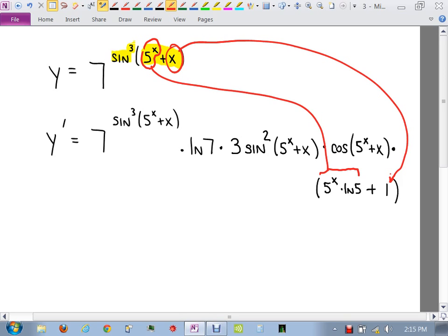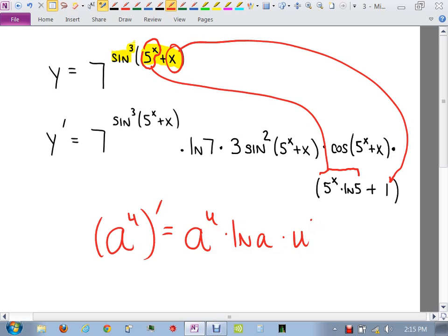There's a lot happening. So the ln 5 is from the formula for a to the u. The derivative of a to the u is itself times natural log of a times u prime. Now the u prime is really just like the continuation of the chain rule, because your u prime may turn out to be another chain rule. But the natural log of a is just a constant that always needs to appear there. Okay?